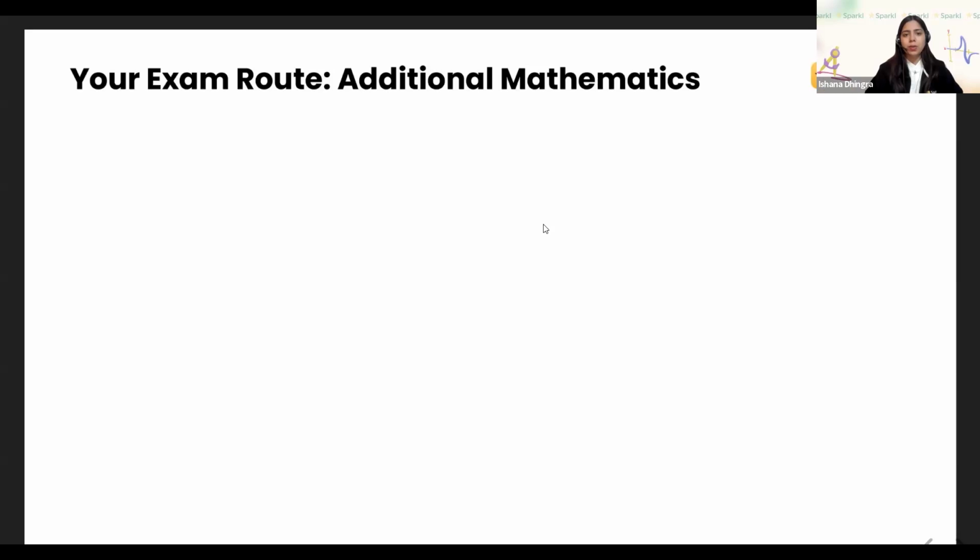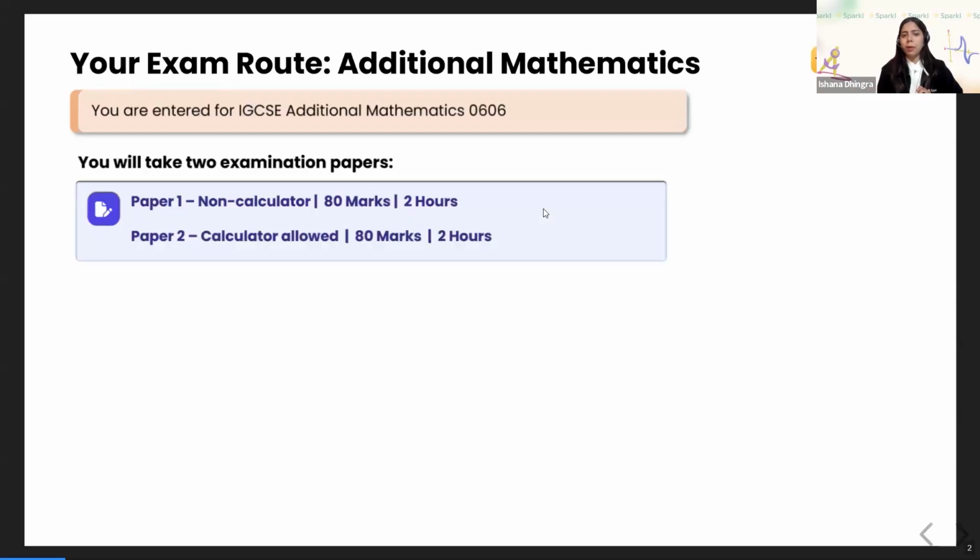So this is how paper 1, which is non-calculator, is 80 marks and 2 hours. And paper 2 is also 80 marks, 2 hours. And here a calculator is allowed.